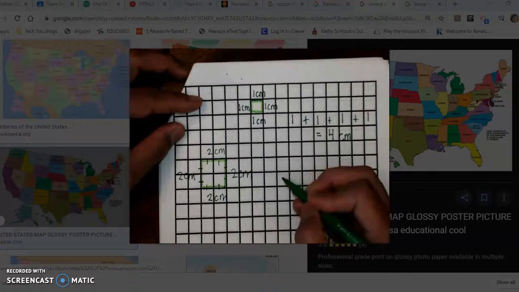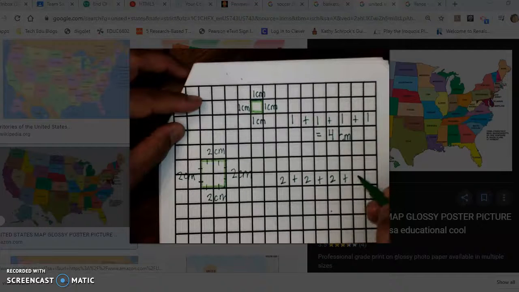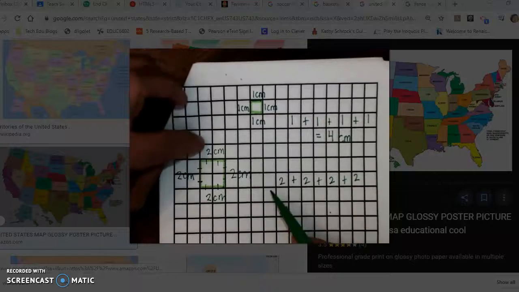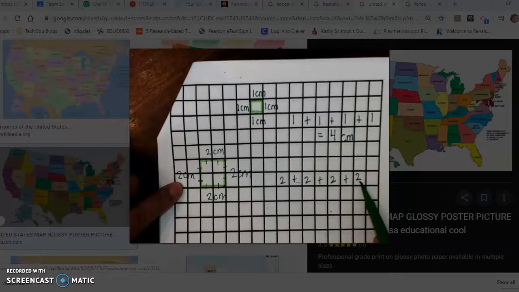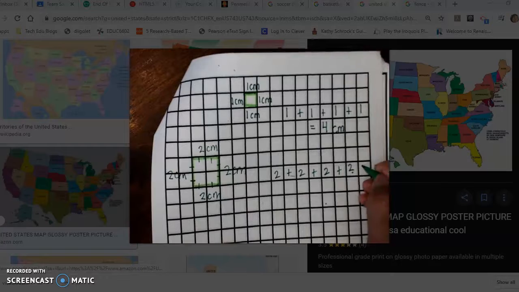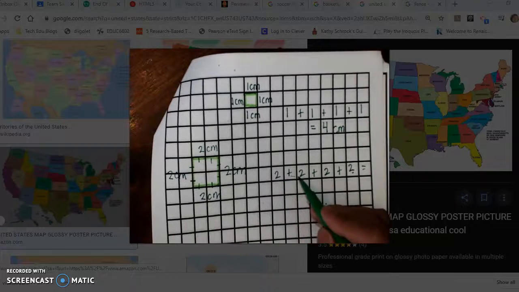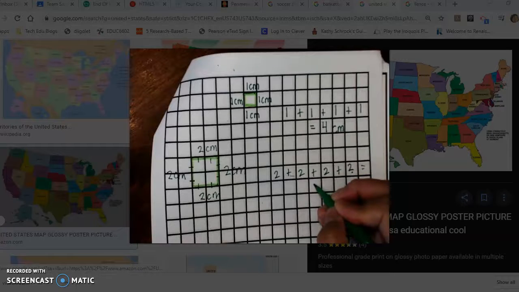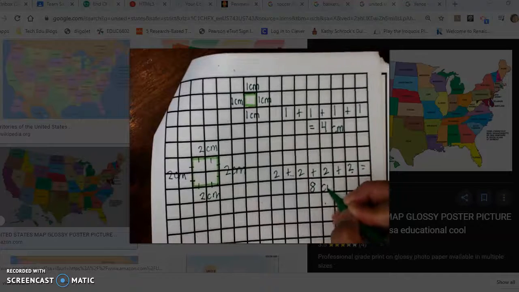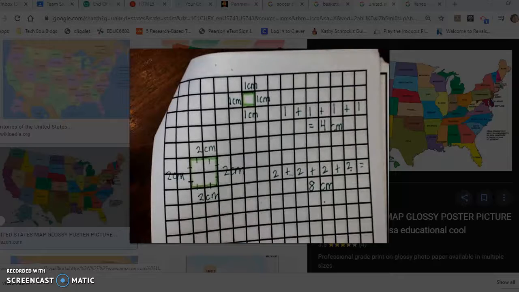So what is 2 plus 2 plus 2 plus 2, right? You could skip count by 2's to figure out the answer. So 2, 4, 6, 8. The perimeter of this shape is 8 centimeters. Remember to always end it in its measurement that we're adding it in. Okay?